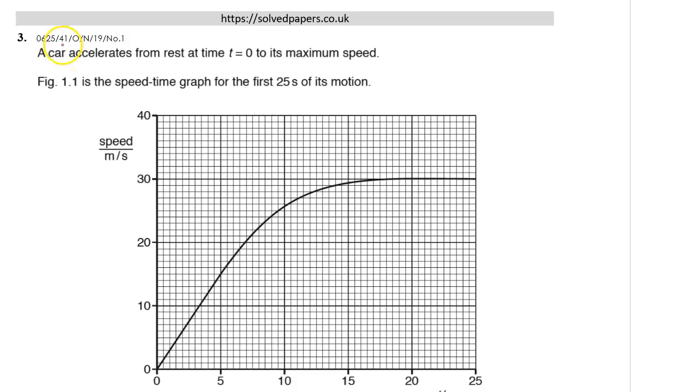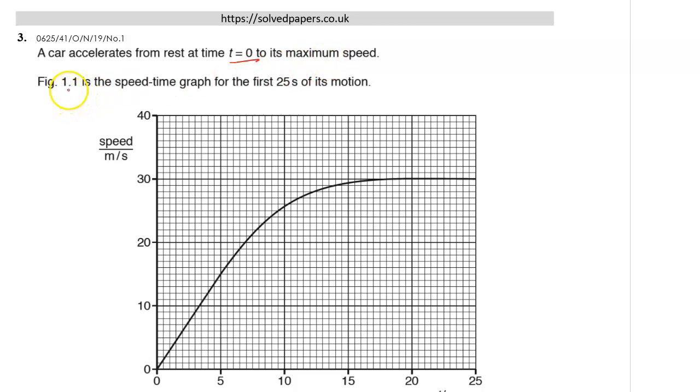Question number three is from an extended paper, variant 4.1, and this is number one. Most of the motion questions are usually number one or number two in most of the variants. Okay. So a car accelerates from rest. Rest is when it was initially not moving, when it was stationary. And rest is time t zero, to its maximum speed.